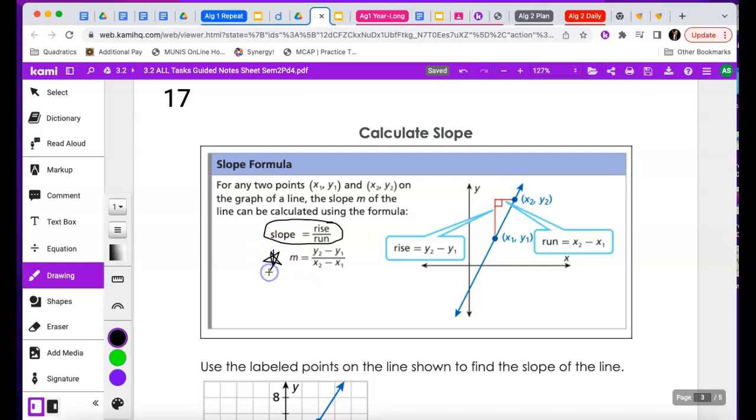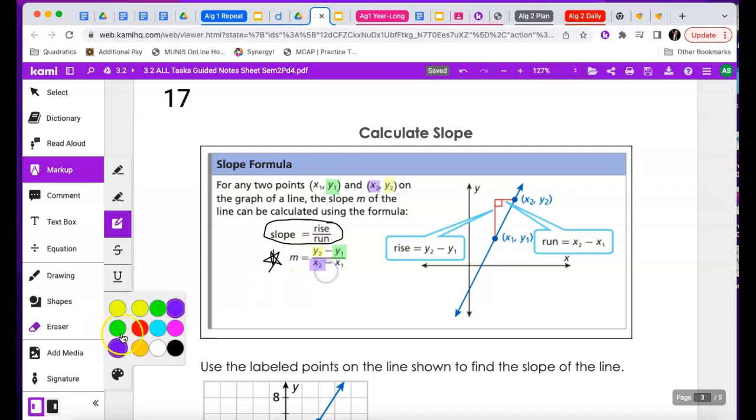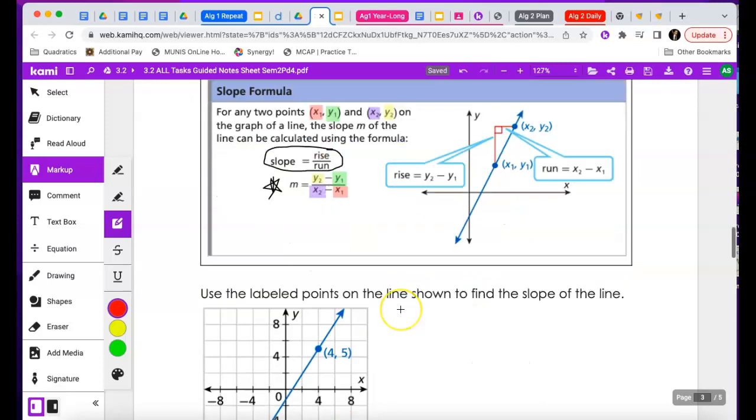So we have that the slope m is equal to the second y value minus the first y value over the second x value minus the first x value. So what I'm going to do, I'm going to highlight a couple of different things. So we have our second y value minus our first y value. And then we have that divided by our second x value minus our first x value. So I'm color coding it like this so that you guys can see where our numbers are coming from. So we'll look at an example.